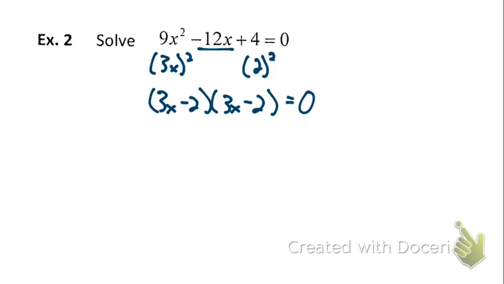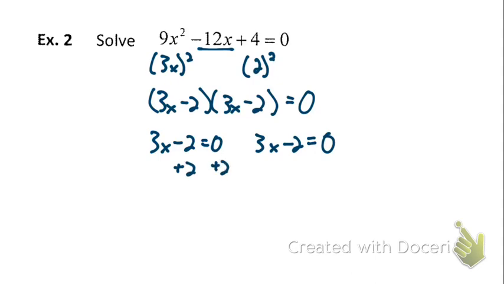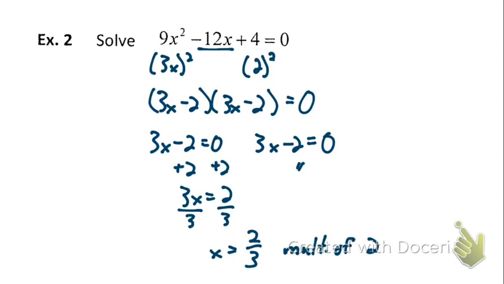So here we're actually going to get one solution with a multiplicity of 2. So we said each of them equal to 0 if you want to. But since it's the same thing twice, don't really have to do that. But anyway, we add 2 to both sides. We get 3x equals 2. We divide by 3. We get x is equal to 2/3. And we get the same thing here. So that means I would probably write the multiplicity of 2, because that means we have 1, 2 of those solutions. All right, okay.